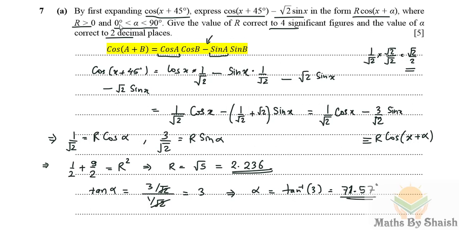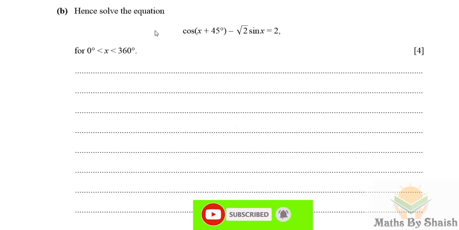And of course we can see this alpha is between 0 and 90 degrees, so we don't have to find the other alpha. I hope it is clear. Let's do the B part of this question.